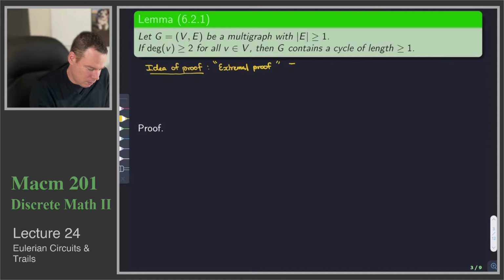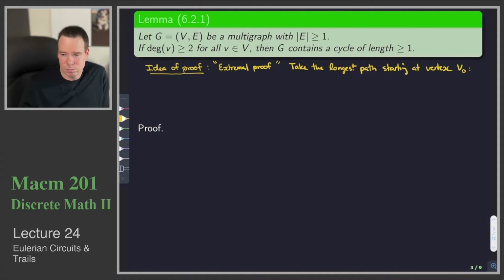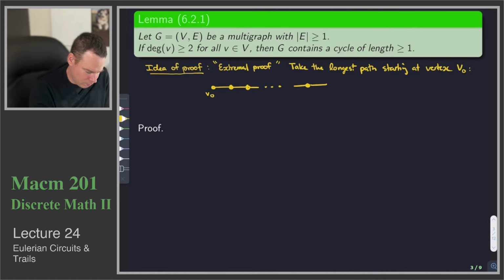So take the longest path starting at vertex, let's say V0. So pick some vertex in the graph, take the longest path starting there. So we're just getting a feel for what's going on here in our proof. Okay, so we're going to get our path. It'll look something like this. And it ends at some vertex. Okay, so that's the longest one possible. We can't extend it anymore.